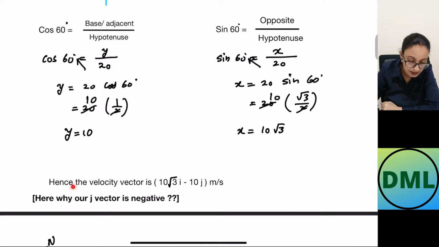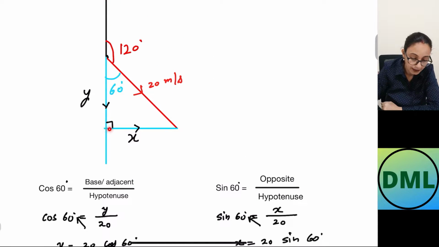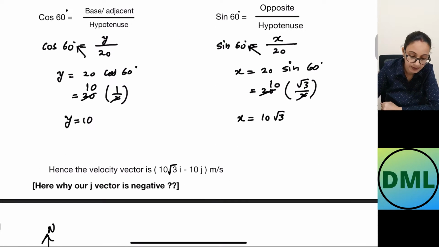Hence our velocity vector is 10 root 3 i minus 10 j meter per second. Now, why is our j vector negative here? Even though my answer is positive, why did I put it negative here? That's my question to you. As you know, from the figure, you are going x units in the positive direction of the x-axis and you are going y units in the negative direction of the y-axis. That's why when you are moving in the negative direction of the y-axis, the answer should be put as negative. So that's why we have put a negative sign with the j vector.